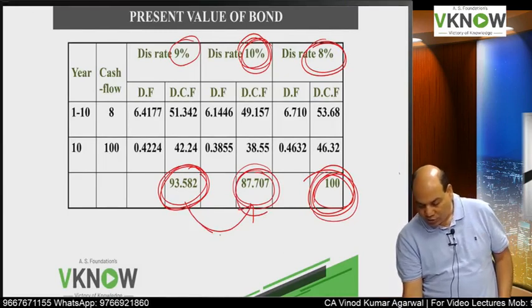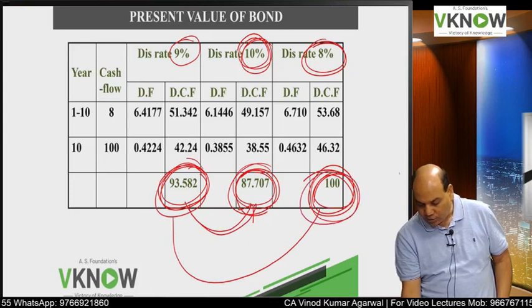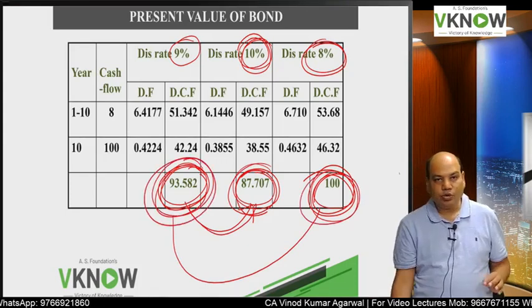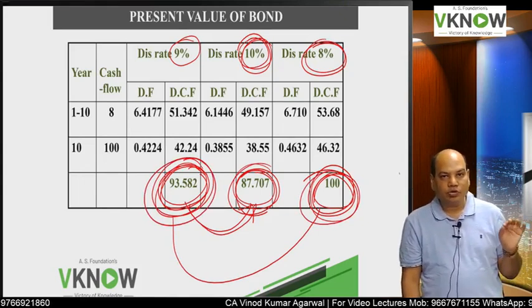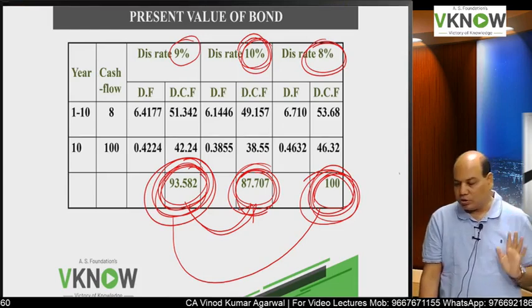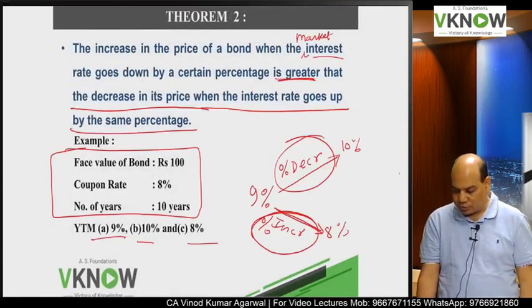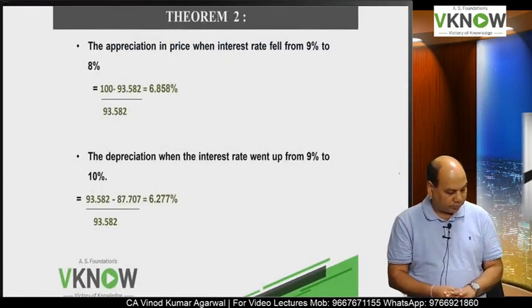In one I will compare these two numbers, and in the second I am going to compare these two numbers, and I am going to prove that the percentage change in bond price is not equal even though YTM has changed by 1% on either side. Okay, so write down the answer for theorem 2 in your notebook.